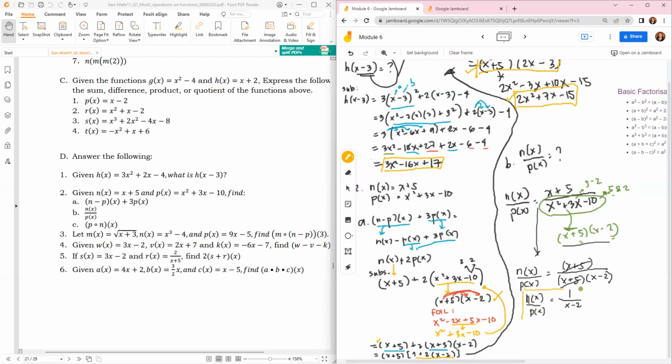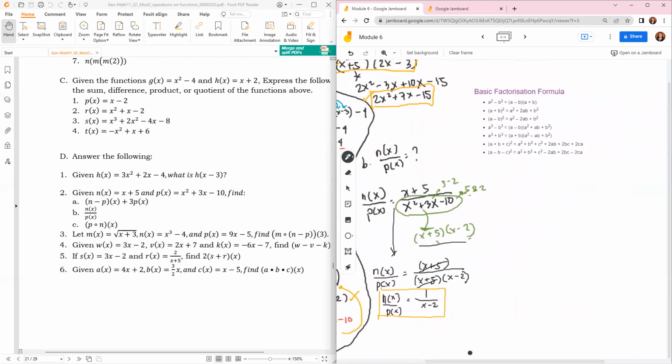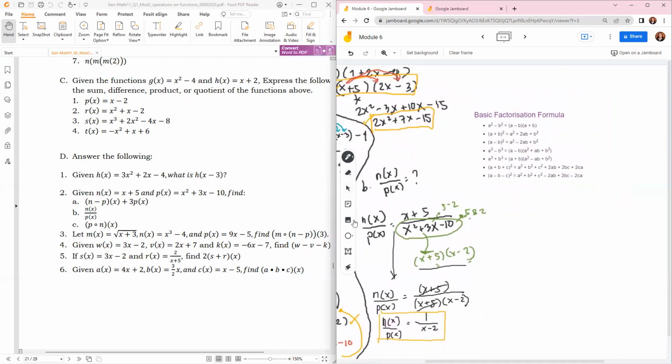Okay, so do you need any more examples? Let's try to do the next one, which is about composition of functions.